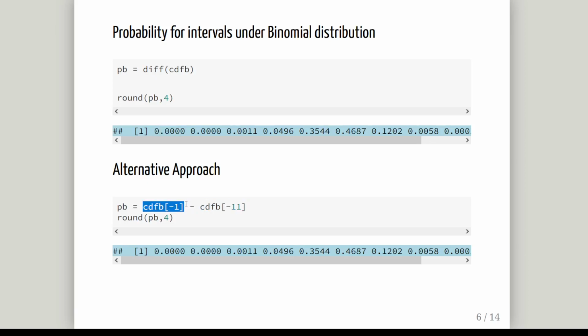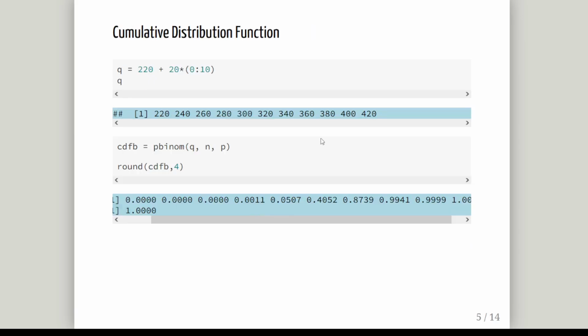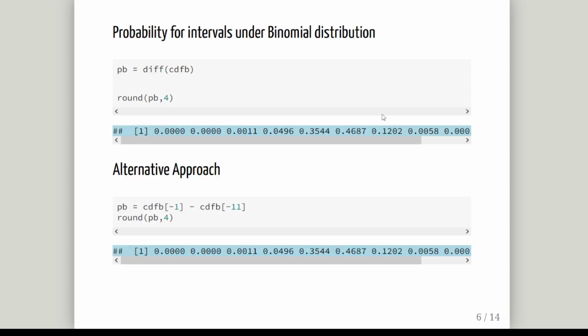So just to see how it works, just type in CDFB minus 1. So it's CDFB minus the first item. And this is CDFB minus 11, which is CDFB minus the last item. Okay. And if you get the difference between the two, it corresponds to what we have above there. Okay? So it's a different approach. And I invite you to try it out because it's handy to practice with this stuff, particularly as you see why you go up to 420, how it makes things easier to work with later on.